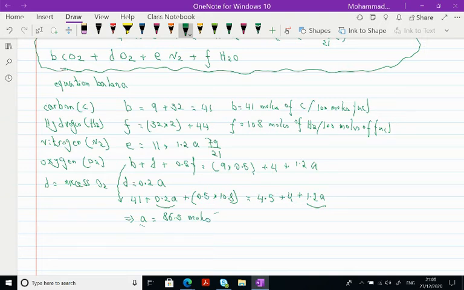So this is A. And having A, we can get D. D is equal to 0.2A, which is 0.2 times 86.5. So this D is going to be 17.3 moles.